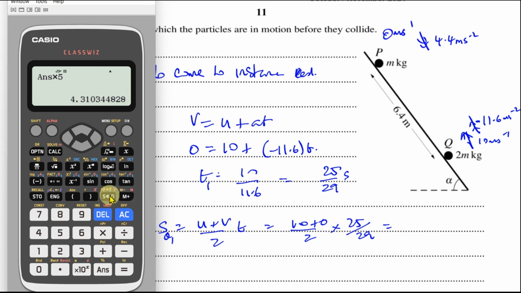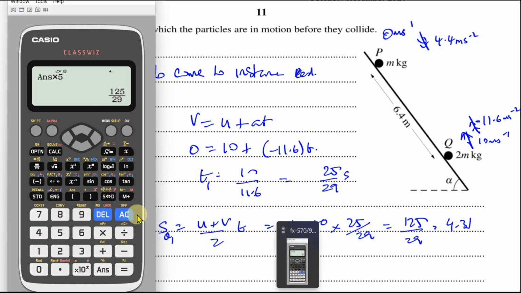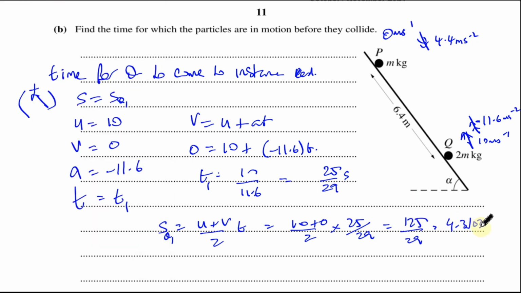4.31 meters. 125 over 29, which is 4.31. I'll put it to a few more decimal places: 4.3103 meters. So that's how far this has gone up. Q has gone up a distance of 4.3103 meters before it comes to rest. This is when its speed is 0.